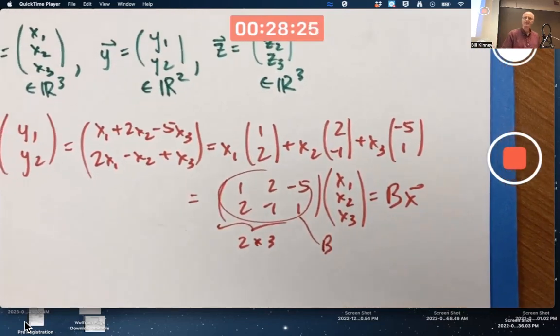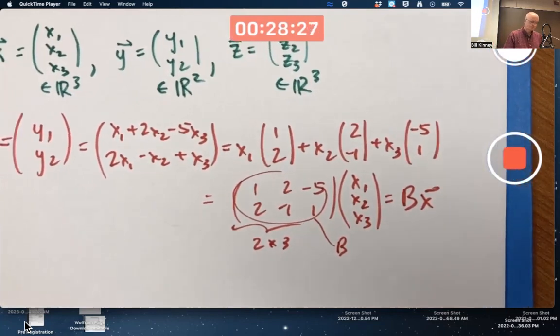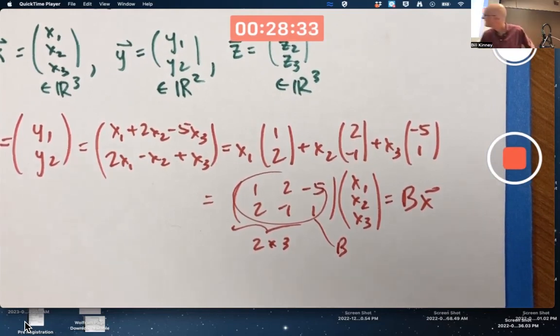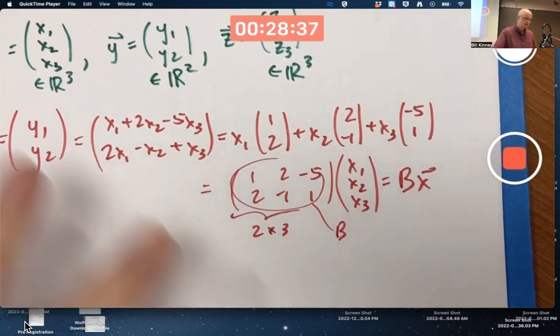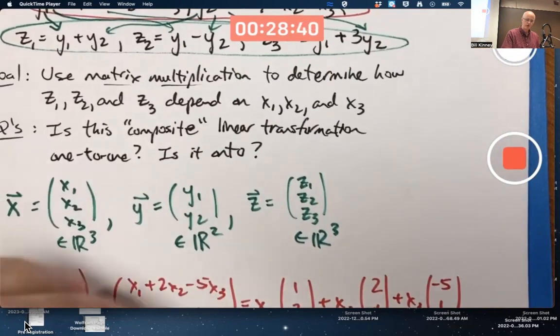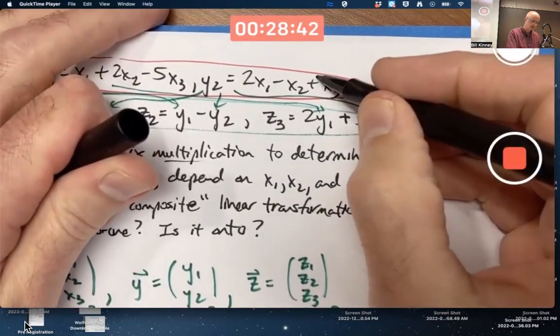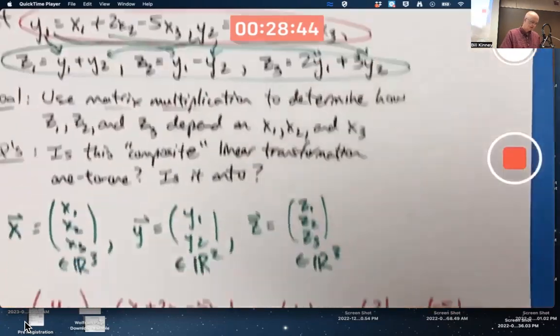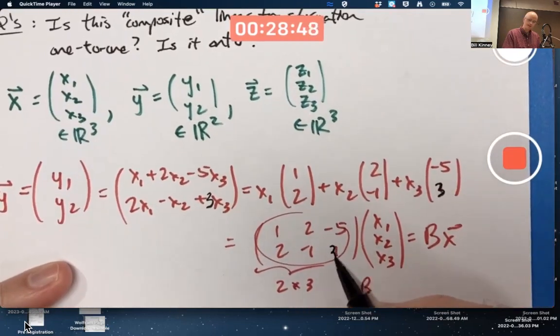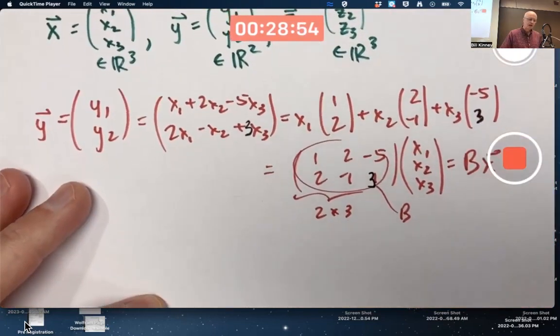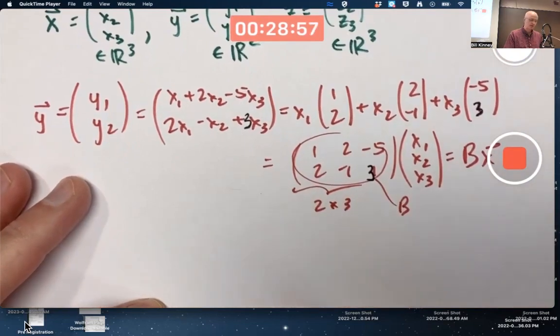Question? Is there a 3? Oh, did I write it wrong? Okay. All right, thank you. So I wrote the wrong thing up here originally. There's a 3 here. Making a 3 here, a 3 here, and a 3 there. Thanks. So there's one of the matrices you need to multiply.